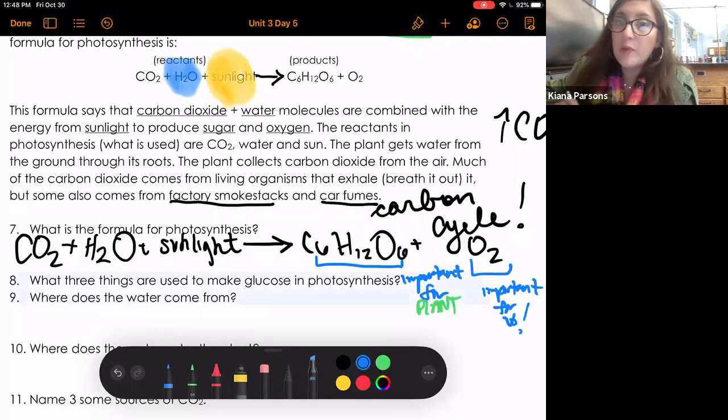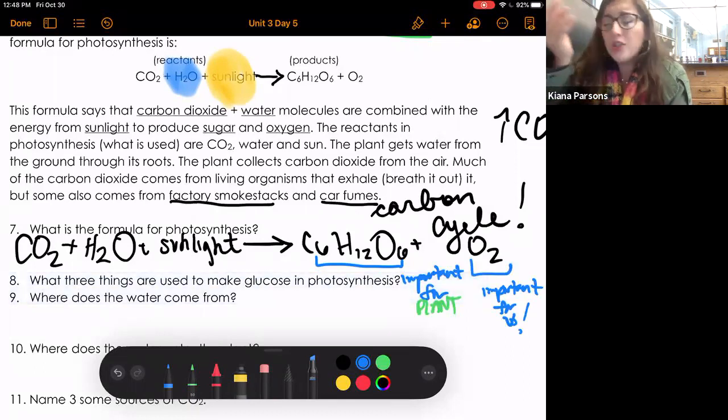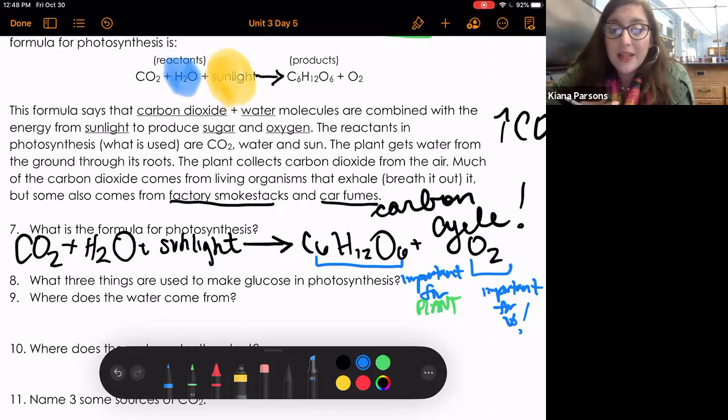Right? Part of the reason why human beings are so concerned about problems like deforestation is because we're selfish, and we know that we can't continue to live if not for also the biodiversity of the planet, which includes many, many plants. Number 8, what are 3 things used to make glucose in photosynthesis? So those are the reactants, and that is CO2, H2O or water, and sunlight.